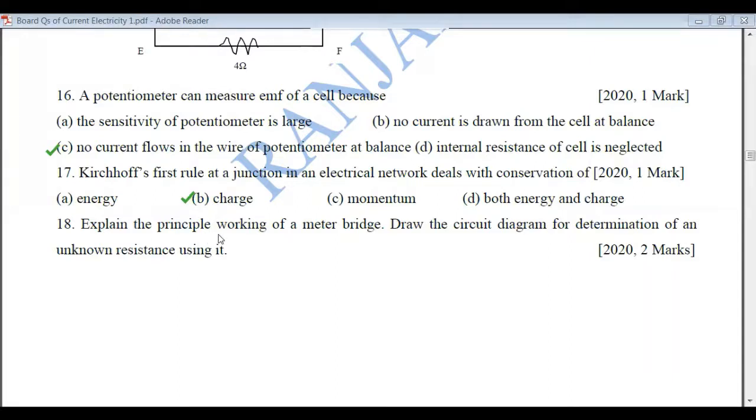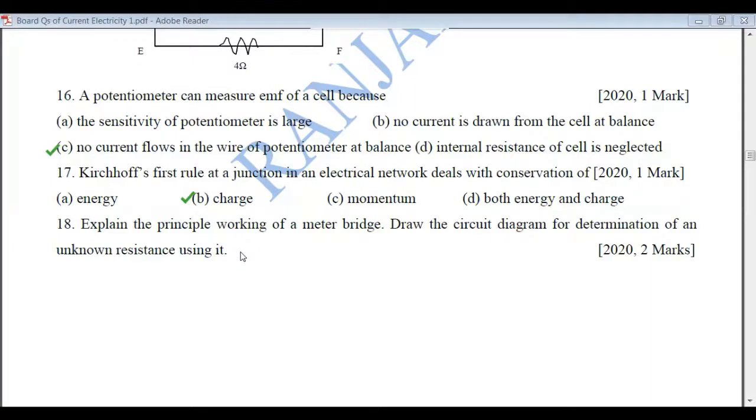Question number 18, which had again come in 2020 for 2 marks. Explain the principle of working of meter bridge. We know that it is based on the balanced condition of Wheatstone bridge. Draw the circuit diagram for the determination of unknown resistance using it. Already in the theory we have studied about it, and the circuit diagram also we have studied, so you can refer to it from there. So this exercise we have completed.